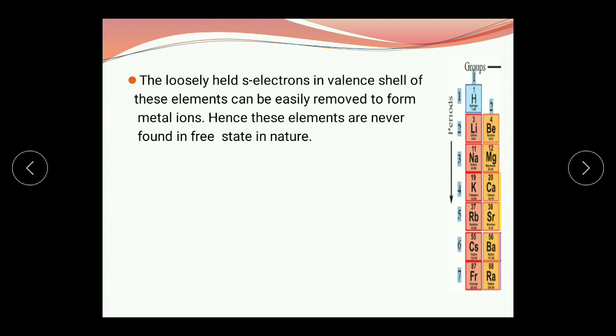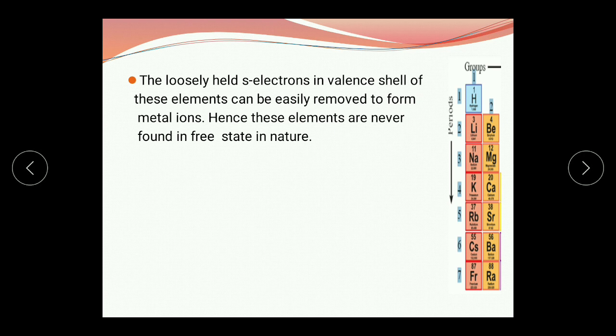These elements are placed at the extreme left of the periodic table, so they have the largest atomic size in their respective periods. We have seen these properties and trends during the 7th lesson. They also have the lowest ionization enthalpies. That means low energy is required to remove the outermost electron, and hence they easily donate their electrons.